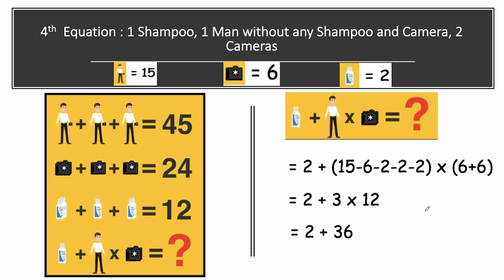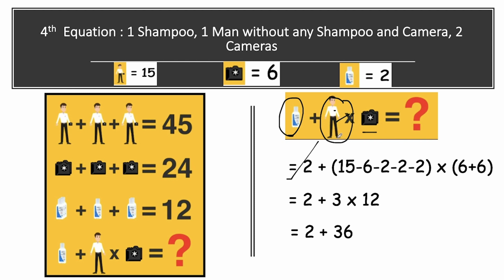Now we have to look at our fourth equation very carefully. Here the first image has 1 shampoo and the value of shampoo is equal to 2, which I have written here. Plus there is a man present, but he is not holding bottles and camera in his hand, neither does he have shampoo bottles in his pocket. So he is the man without any shampoo and camera, into 2 cameras.